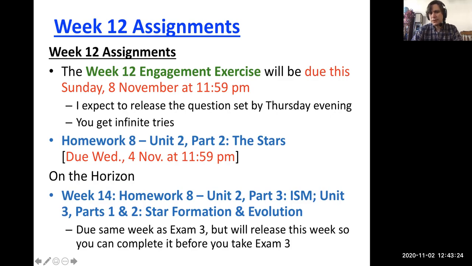That's Unit 2, Part 2, The Stars. It's a pretty big assignment, so I do suggest starting early. It is due this Wednesday, the 4th of November at 11:59 p.m. Again, this is not one you want to just go ahead and put off and think that you can get a great score by starting at 10 p.m. this Wednesday. At least use one attempt so you have a landscape of what the homework is like and what you really need to work on to get a good grade.